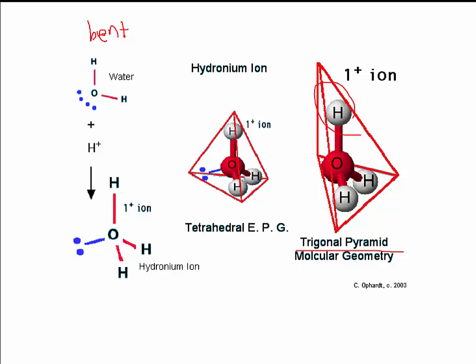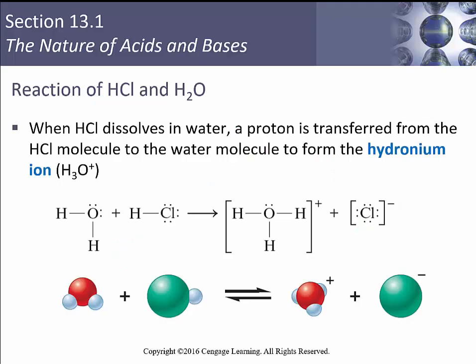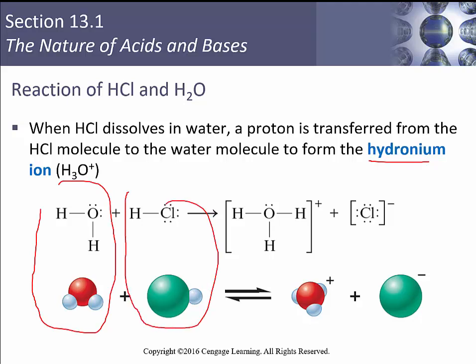All right, but let's take a look and see what happens when we've got a reaction between HCl and water. So when hydrochloric acid dissolves in water, a proton is transferred from the HCl molecule to the water molecule to form the hydronium ion. So you've got H2O, and you're going to react it with HCl. And our little friend proton over here is going to hop on over to the oxygen and you're going to form H3O plus and Cl minus.